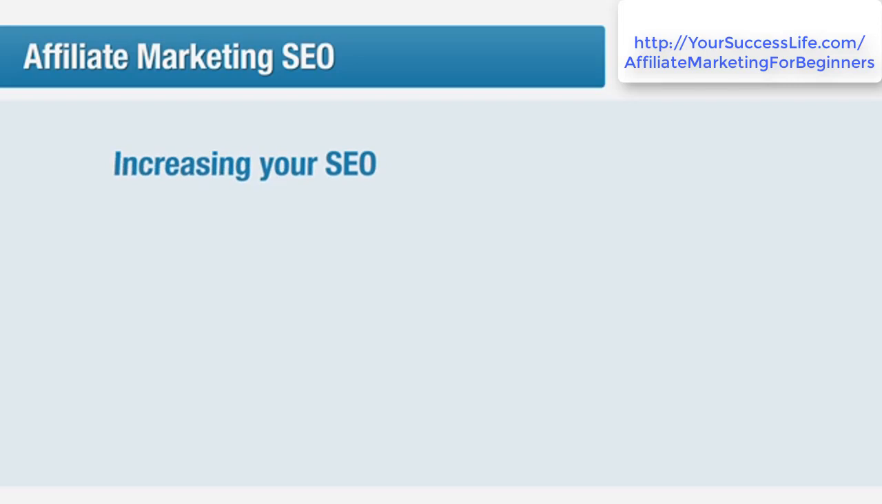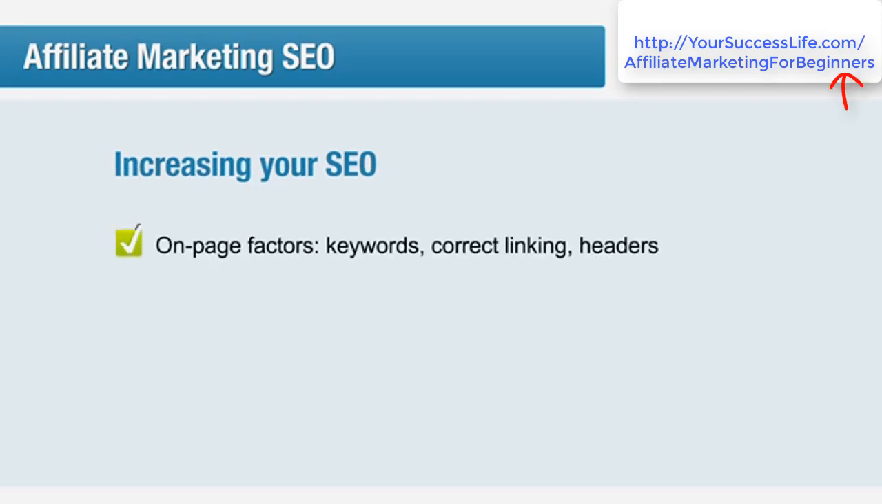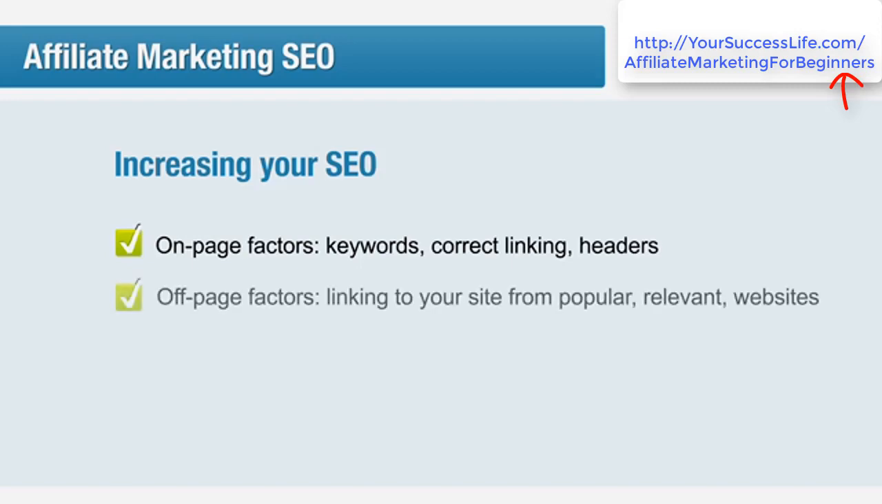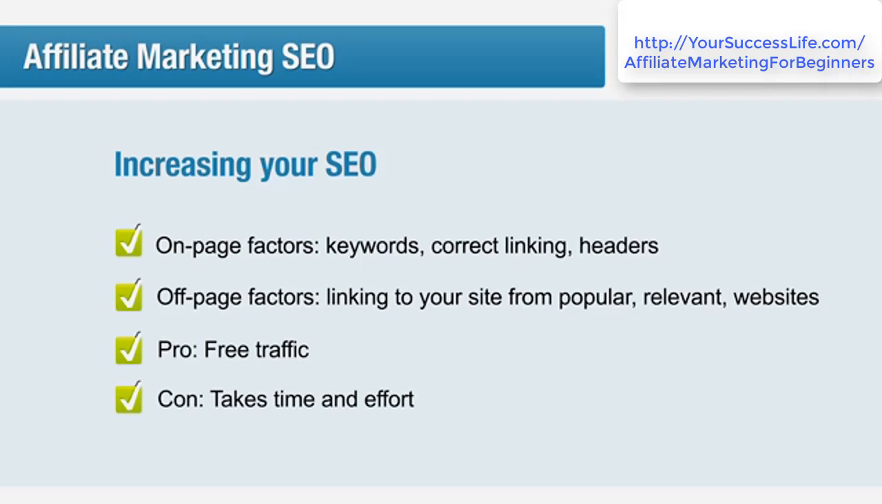We also learnt that increasing your SEO involves attention to both on-page and off-page factors. On-page factors include keywords on your page, correct linking, and proper use of headers. And off-page factors include getting links to your site from other websites, making sure those websites are popular and relevant to your topic, and having links to your site use certain text in the links. And remember the pros and cons. The biggest pro, free traffic. And the biggest con, it does take time and effort to see results.